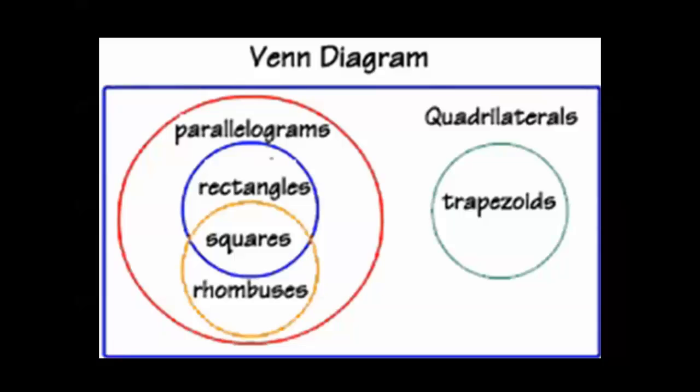It's not rhombuses, it's rhombi. Rhombi are in the yellow circle, and where they overlap is going to be squares. And then trapezoids are in the green circle all by themselves because they don't share any of the properties of the other quadrilaterals.